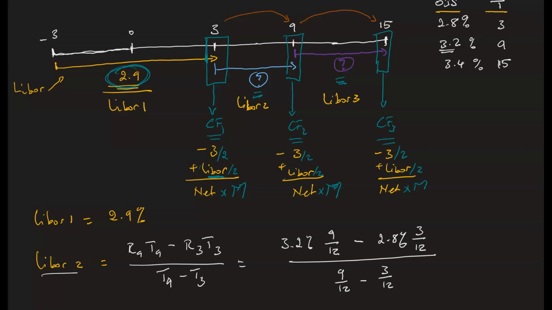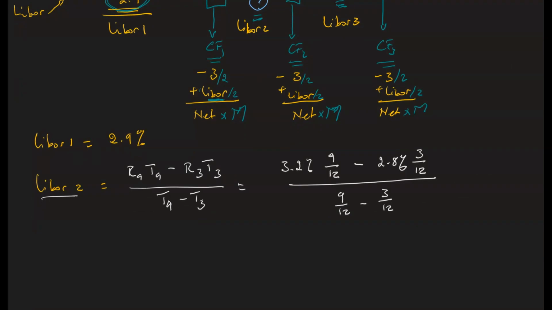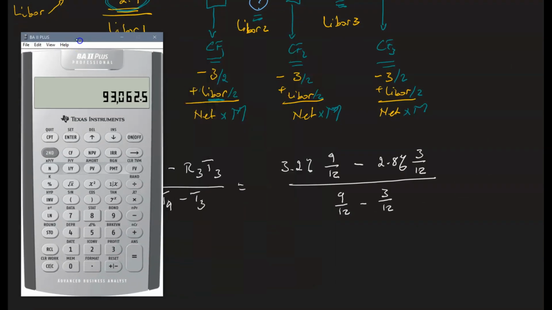But this LIBOR 2 here is continuously compounded, so we need to transform that into semi-annual compounding. And so let's find LIBOR 2 first, and then we're going to transform it. I'm going to pull my financial calculator here, and I'm going to try to compute this value. So 2.8% multiplied by 3 divided by 12 equals 0.07. I'm going to store that.